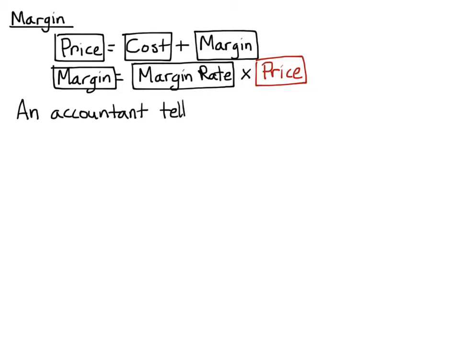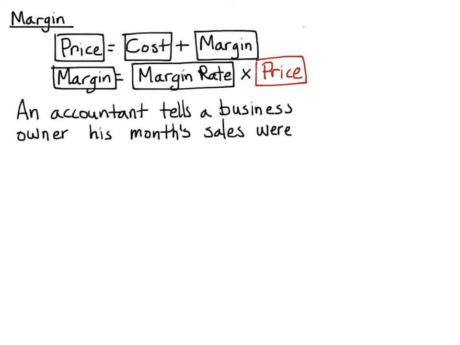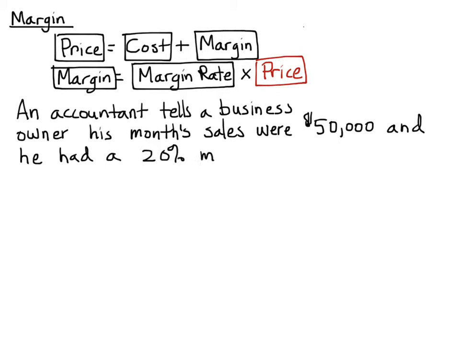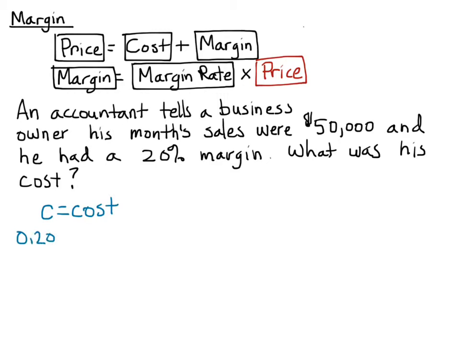So here's a little scenario, and I'm using price, and I'm going to use revenue interchangeably with that, because that's just the money that you take in from your sales, okay? So if a month's sales were $50,000, and the accountant says he had a 20% margin, what were his costs? And so this is really the question that goes hand in hand with margin. I know what I took in, I know what my margin is, what is my cost?